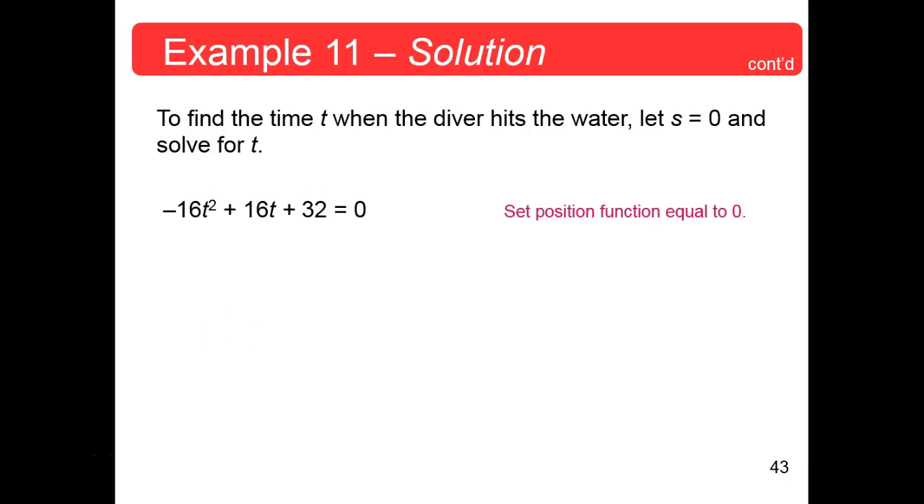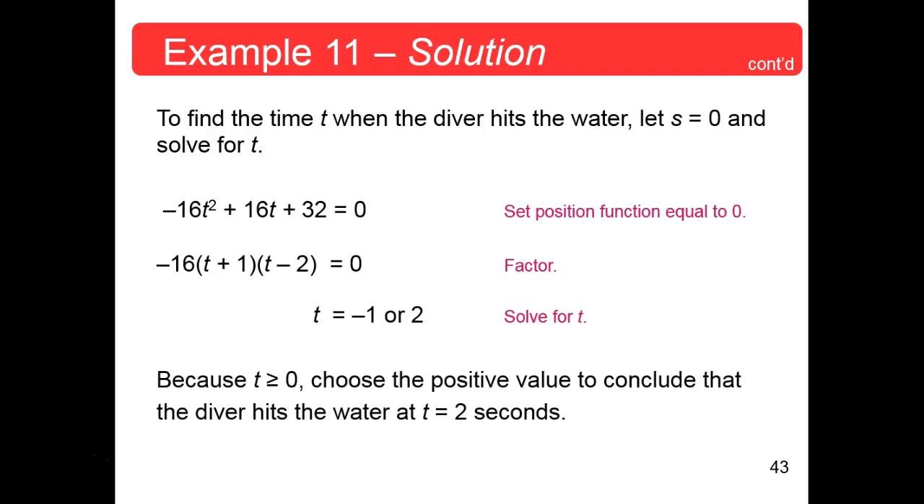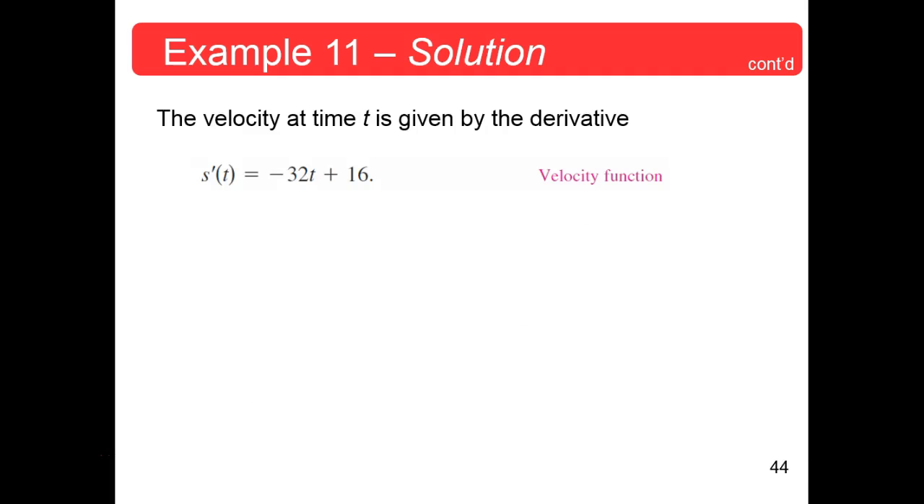To find the time when he hits the water, let S equal 0. That's going to be his position when he hits the water at the bottom. Solve for t, which we did. Factor out the minus 16, and that gives us either t is equal to 1 second, or negative 1 second, or 2 seconds. Negative 1 second doesn't make any sense because he has to hit the water after he jumps off the board rather than before. So choose the positive value to conclude he hits the water at t equals 2 seconds.